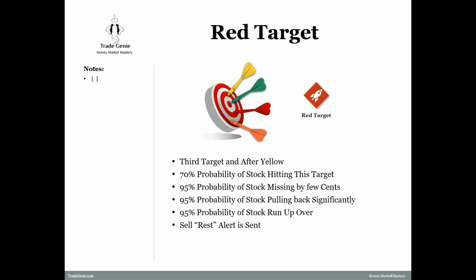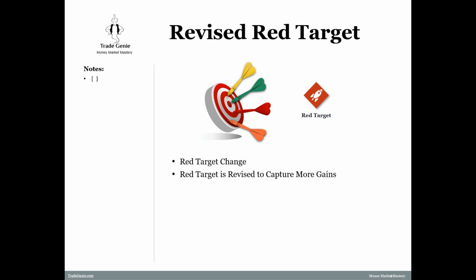So we monitor the red target for you. We do revise the red target to the upside. The way we revise the red target, which is the third target, is we move one step behind. We move the red to yellow, yellow to green, and then we put a new red target. We send you the red target, and in the trade alert it shows by arrow: green arrow meaning above, red arrow meaning down. So you can see what we are doing.